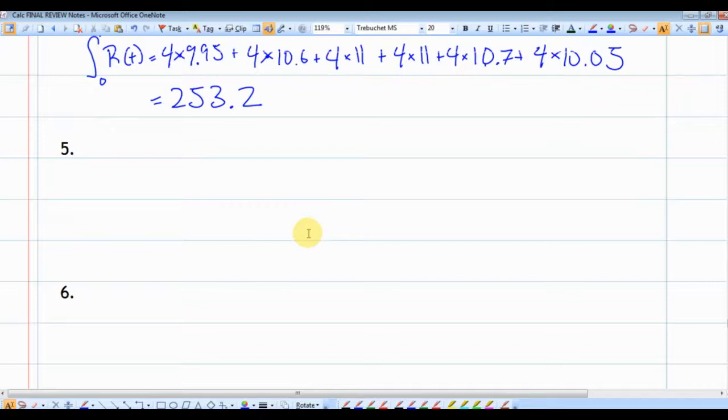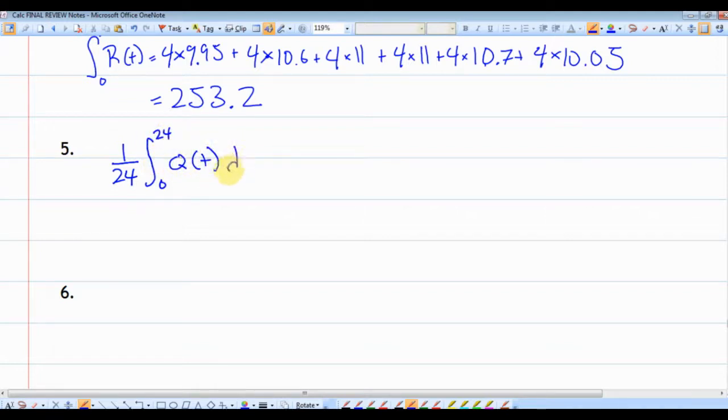Number 5 says, suppose the rate of flow of water is approximated by Q(t) equals 0.01 times (950 plus 25x minus x squared). Find the average rate of water usage over a 24-hour period. So that just sounds like we're supposed to integrate. Sorry, we're supposed to go 1 over 24 times the integral from 0 to 24 of Q(t) dt. Now, there isn't any reason why I should have to write this entire thing. This is a calculator question, so let's do this with a calculator.